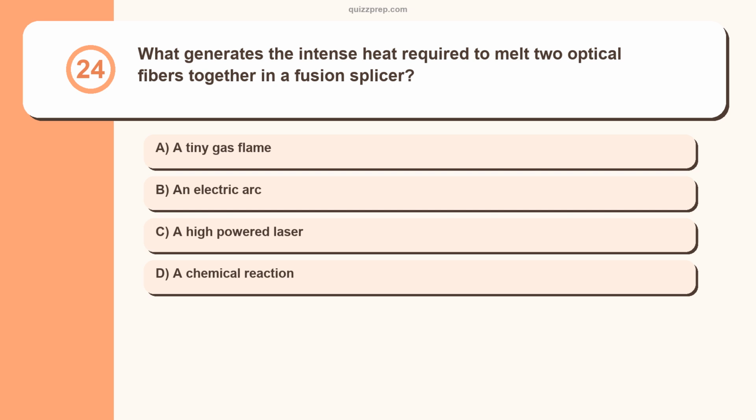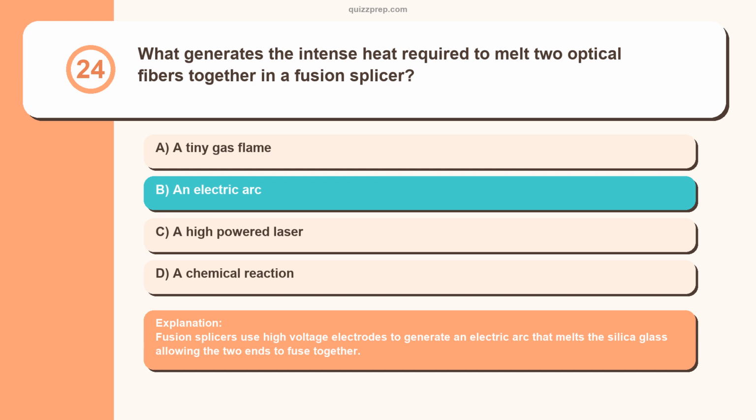Question 24. What generates the intense heat required to melt two optical fibers together in a fusion splicer? A tiny gas flame, an electric arc, a high-powered laser, a chemical reaction. Fusion splicers use high-voltage electrodes to generate an electric arc that melts the silica glass, allowing the two ends to fuse together.